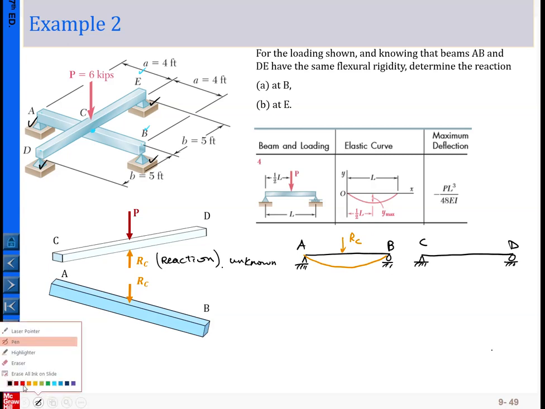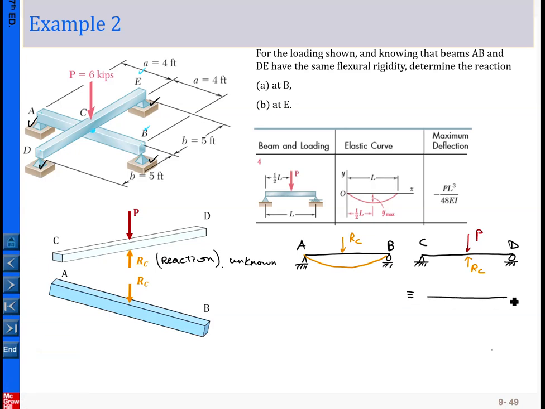And then for C here, we copy the force here. This is RC. And then also the loading is P here. So basically this one, CD, is equivalent to the loading being P minus RC. So under this case the deformed beam would be something like this.